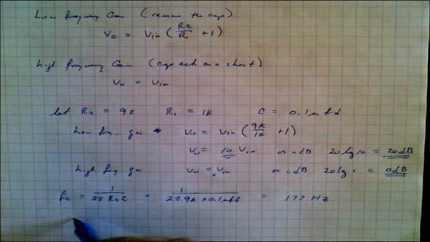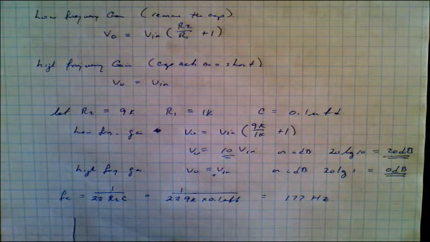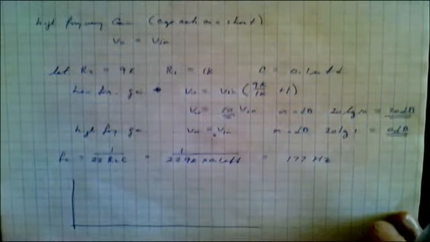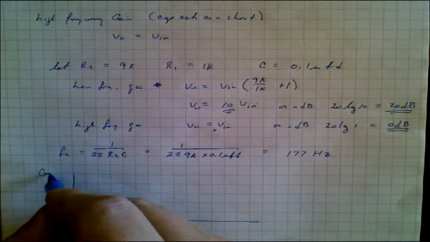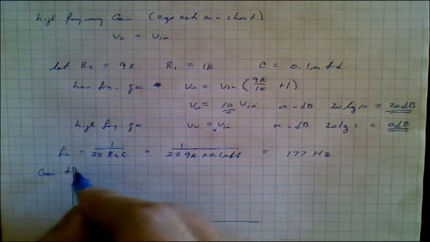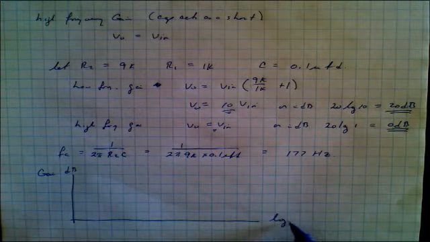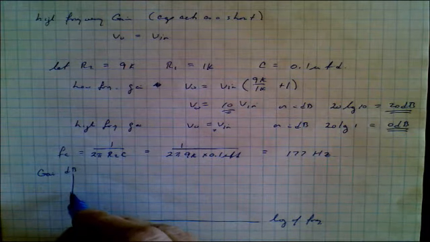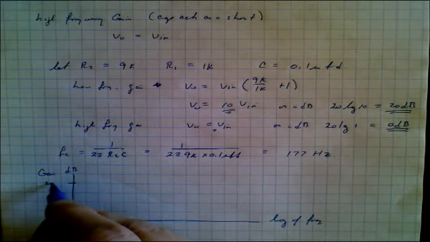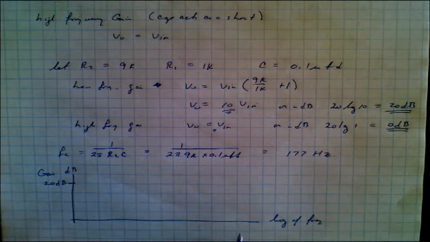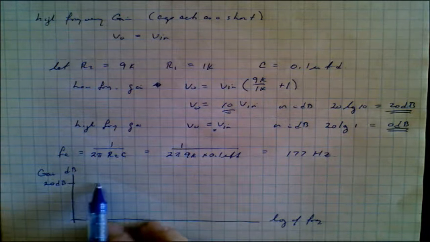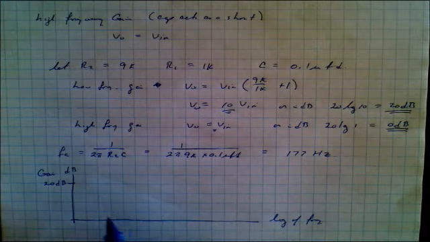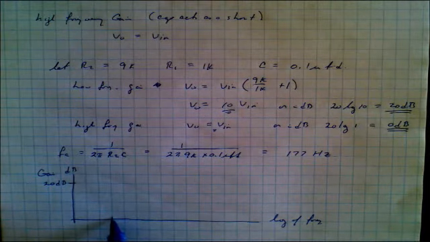So let's make a little chart of gain versus frequency. That's gain in dB. And this is the log of frequency. And so we'll start off with 20 dB at the low frequency end. And then it's going to stay more or less 20 dB until it hits this corner frequency. And let's just say on our plot, for the sake of discussion, it falls right here.